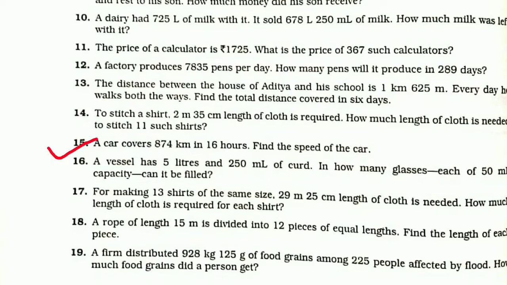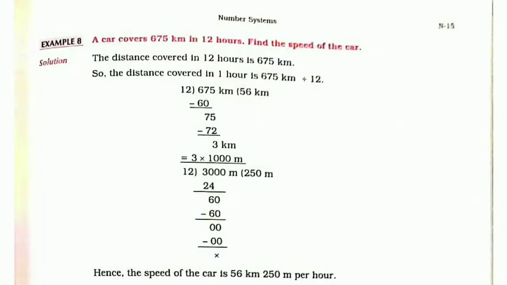A car covers 874 kilometers in 16 hours. Find the speed of the car. So before solving this, let us see example number 8. A car covers 675 kilometers in 12 hours. Find the speed of the car. The distance covered in 12 hours is 675 kilometers. So the distance covered in 1 hour will be, we will divide this 675 kilometers by 12.